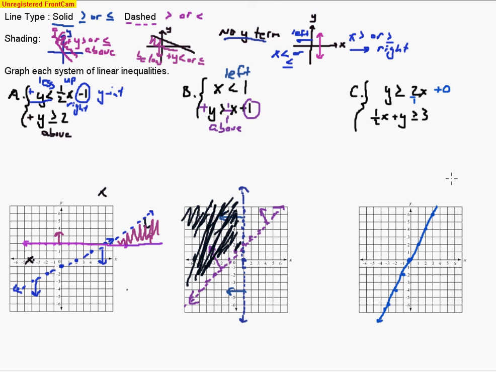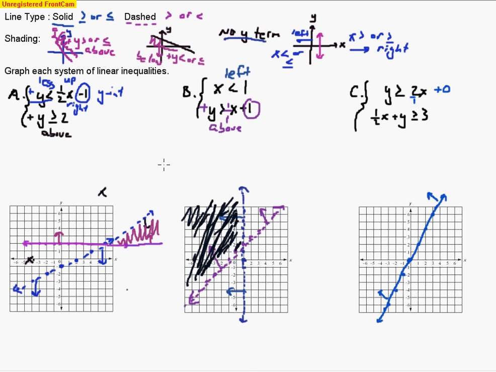And then from there, I can figure out the shading. It's a positive y is greater. Greater means y values that are greater are above. Above goes in this direction. So then let's take a look at the next line.